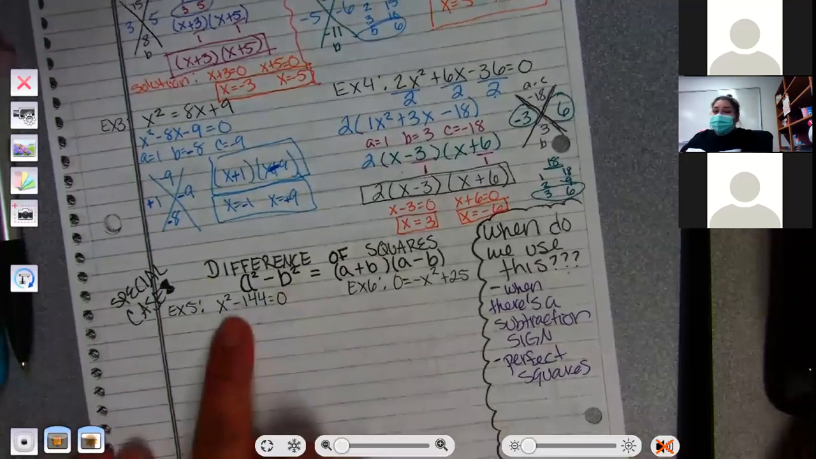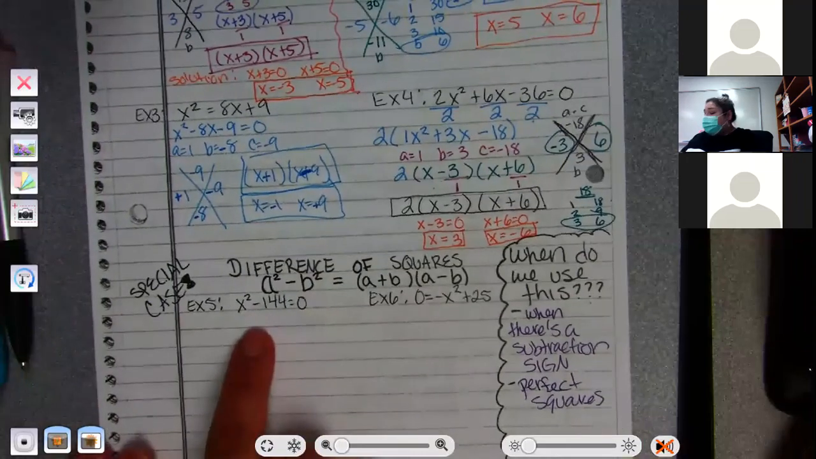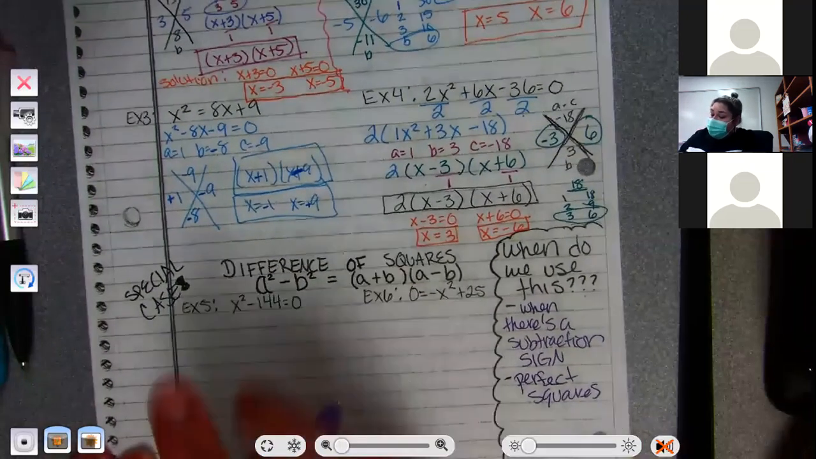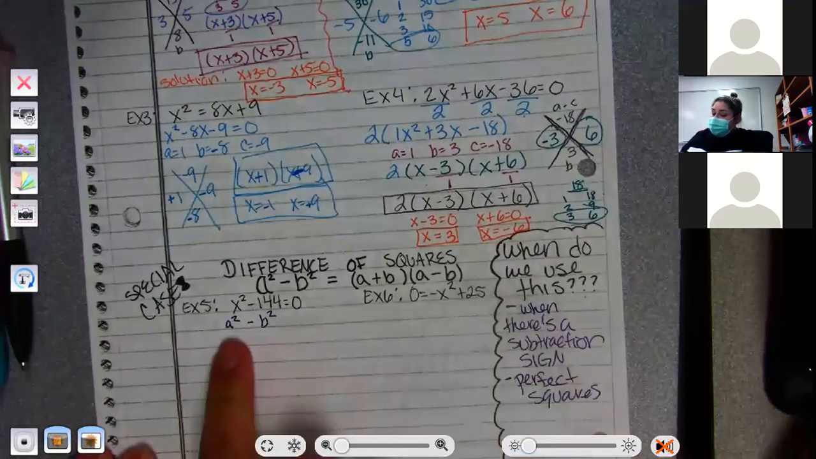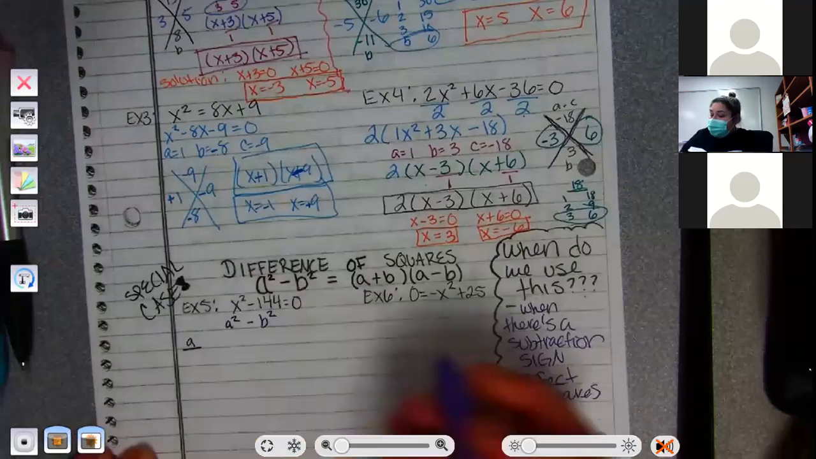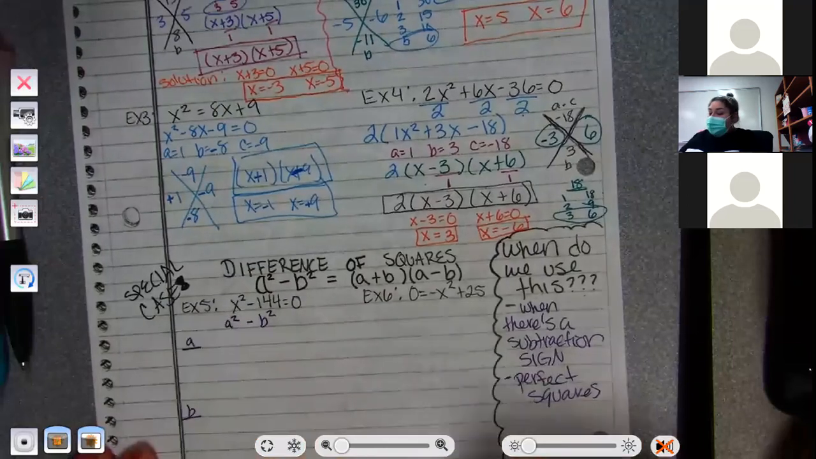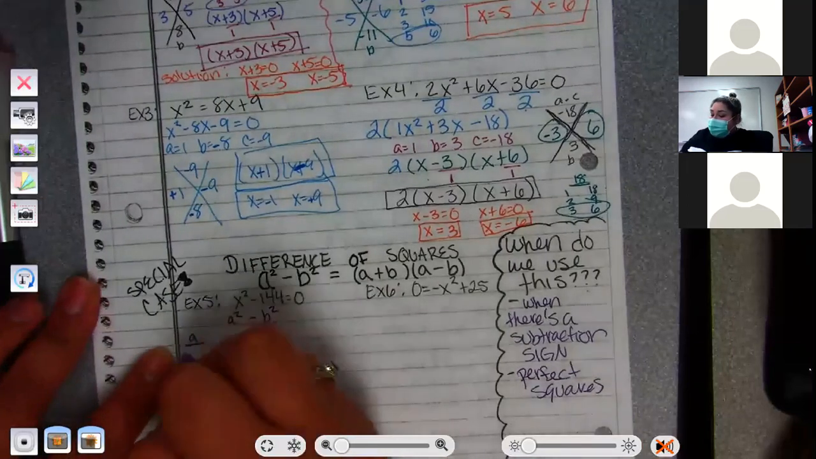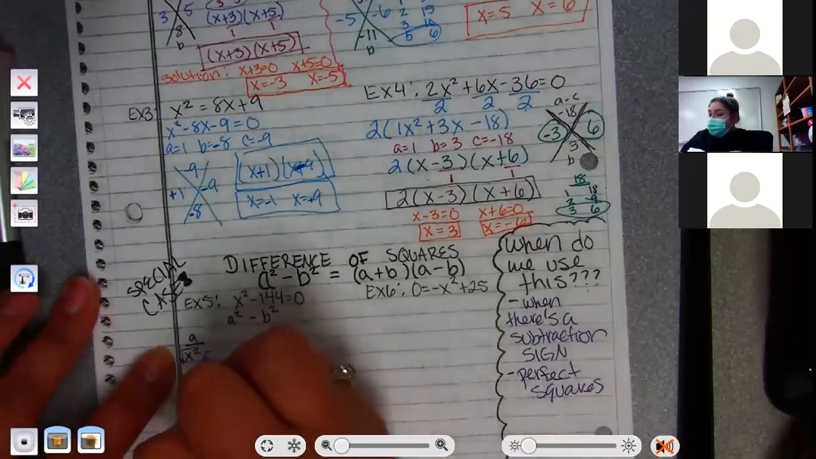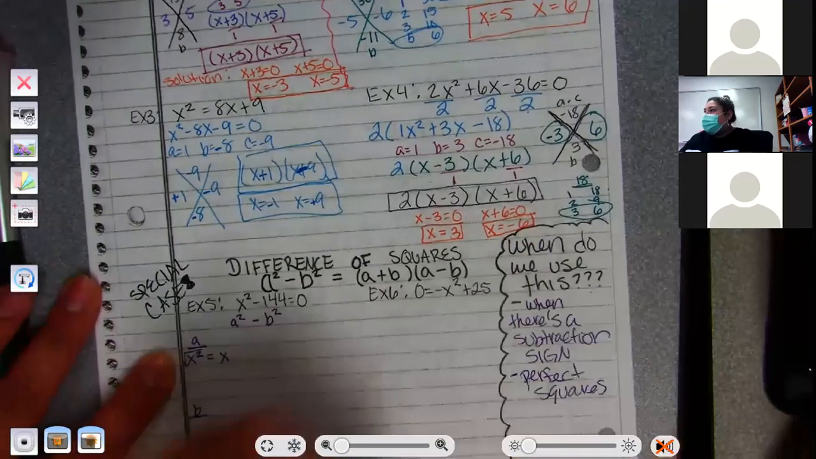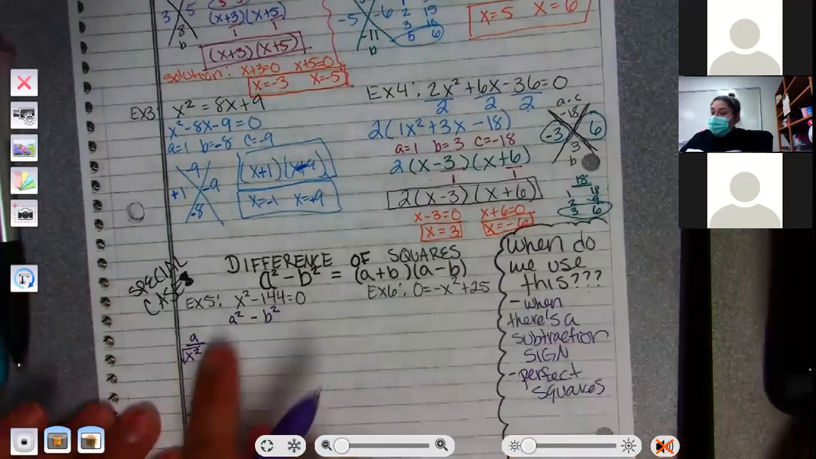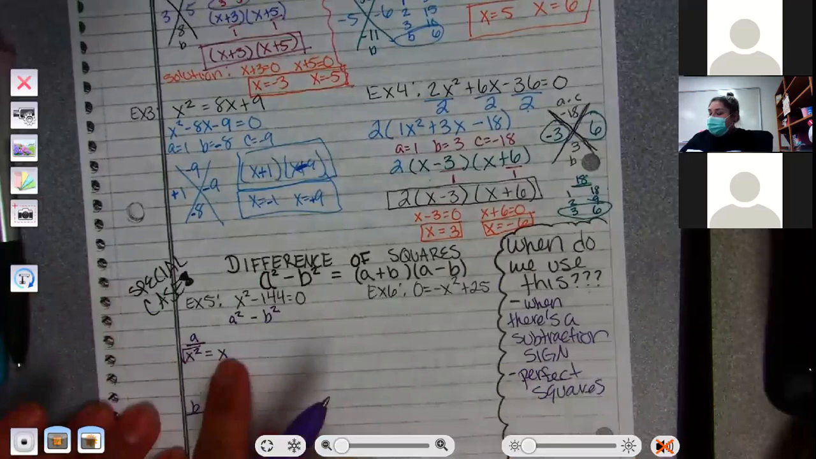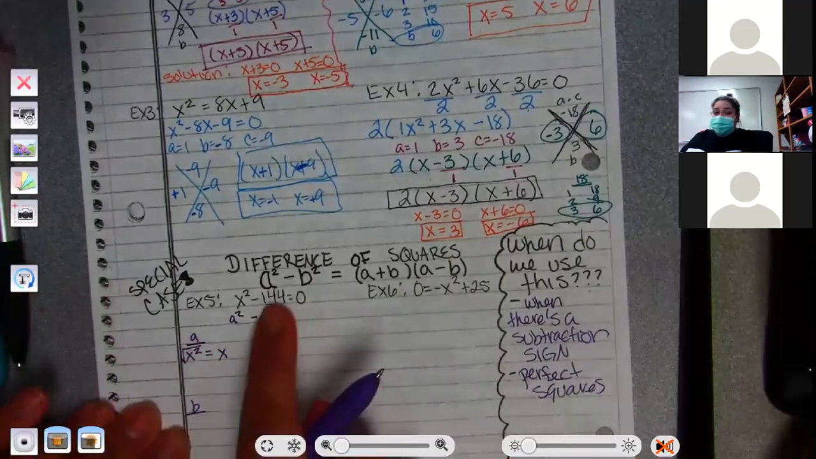So for this first example, we already know what our answer is because we did it a minute ago, right? So this is a squared minus b squared. So you're trying to find your a. What is your a? And we're going to find my b. What is my b? So my a is this x squared, right? So what's the square root of x squared? X, because x times x is x squared. So we know your a is x, and your b is 144, and yes, you're going to ignore the sign.